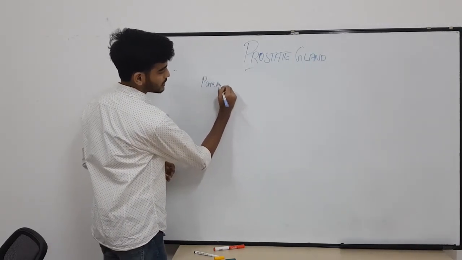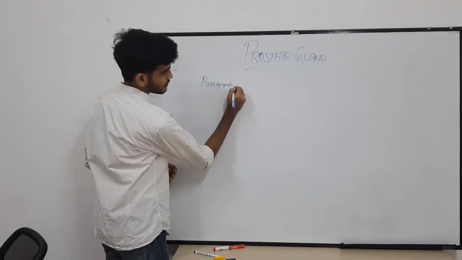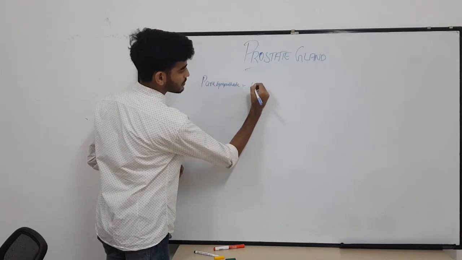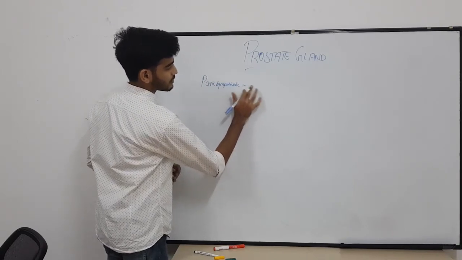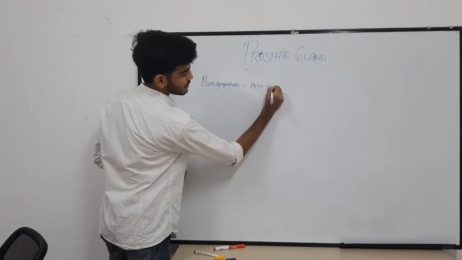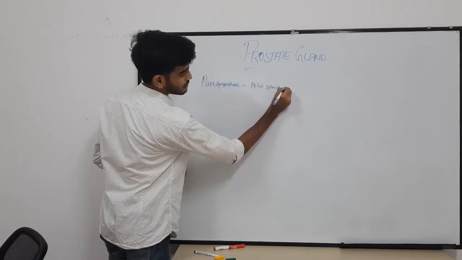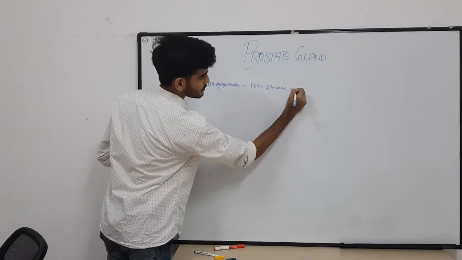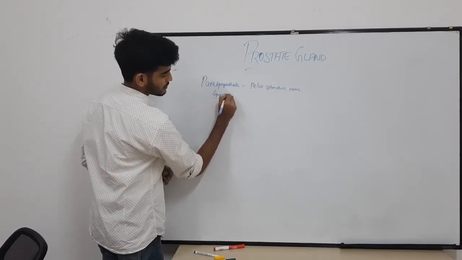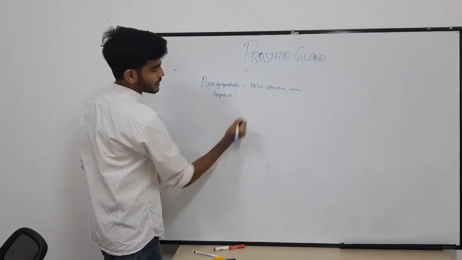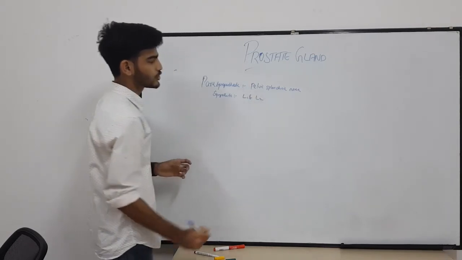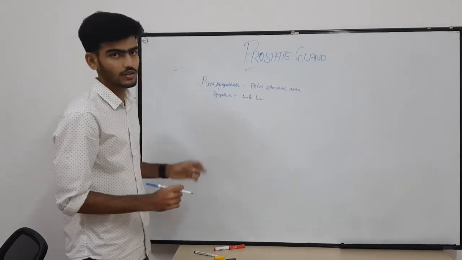The parasympathetic is done by the pelvic splanchnic nerve, and the sympathetic is done by L1 and L2. So that's all about the nerve supply.